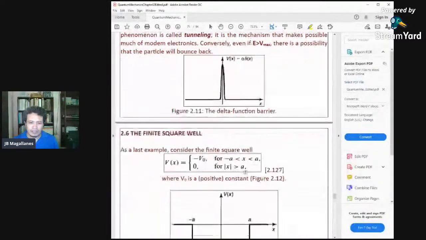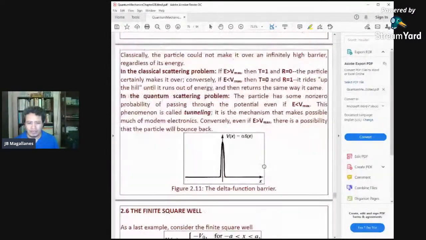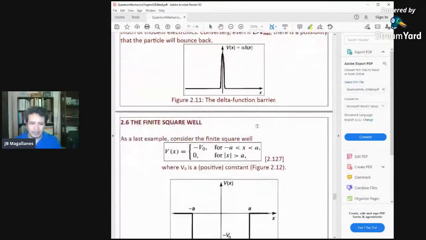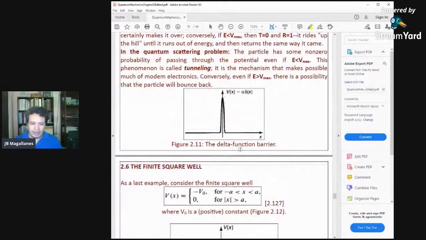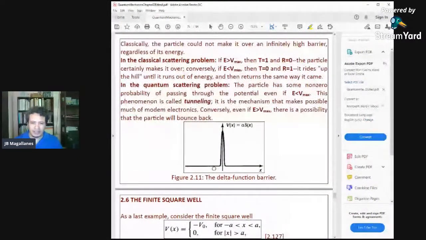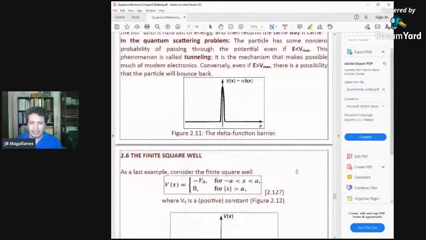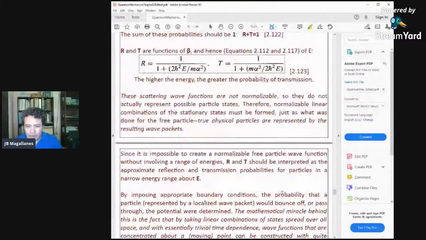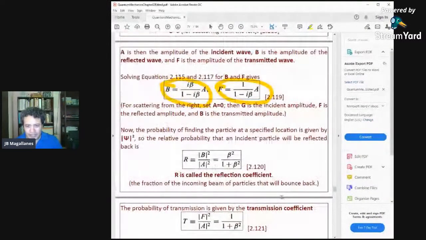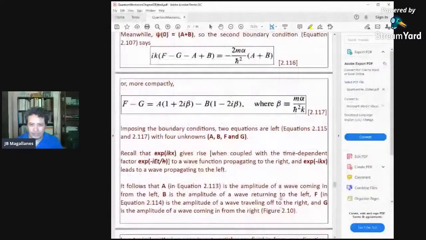And let me just take a look at the finite square well. We discussed the infinite square well already, but this one would be the finite square well. Let's just describe this, and then we'll discuss this fully in the next meeting. But anyway, I would like to go back to the bound state solution for the Dirac delta function potential.